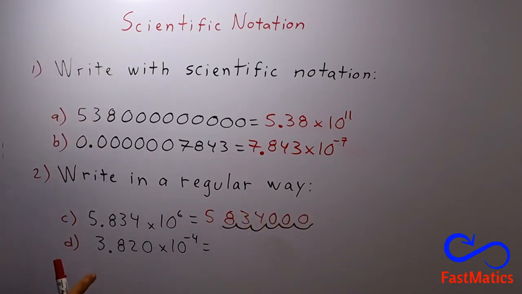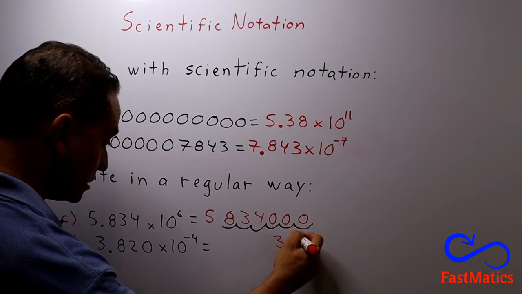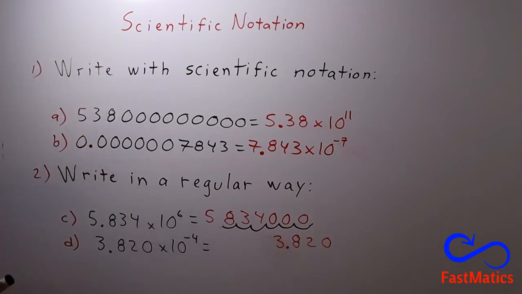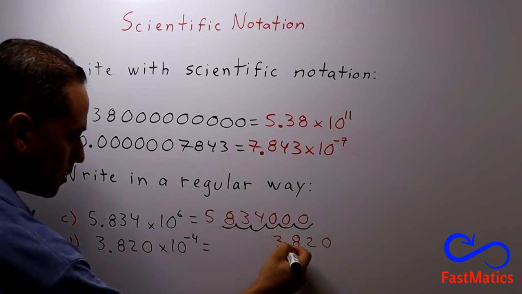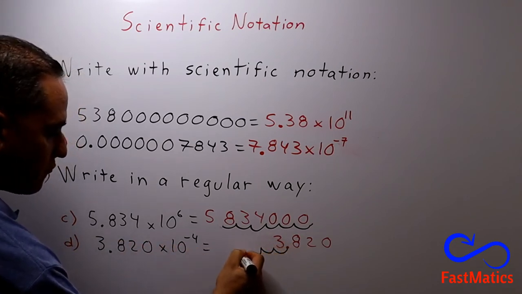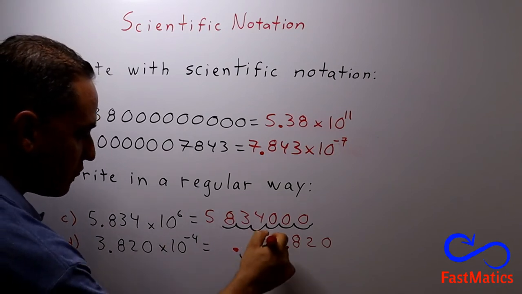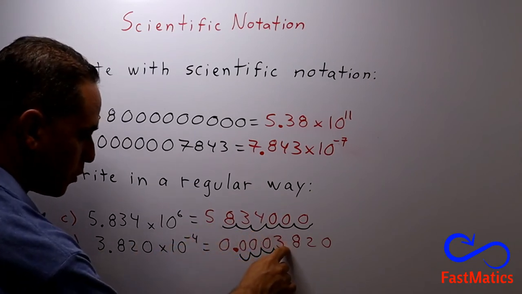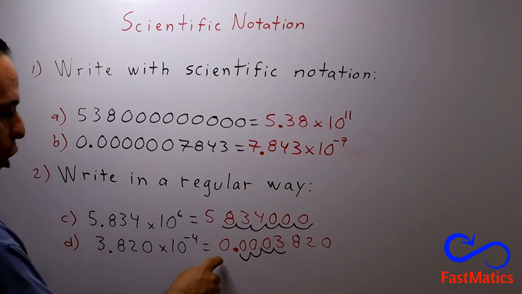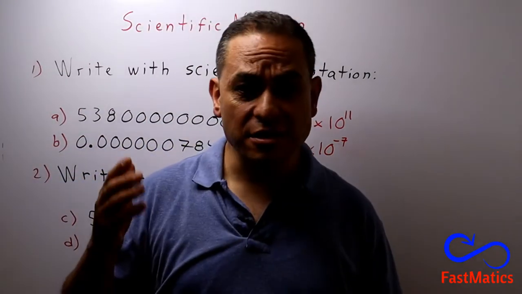Here the same. You write the number, 3.820, and because you have negative 4, you are going to move the decimal point to the left. 1, 2, 3, 4 places. You put there the decimal point and you fill it with zeros. You erase the decimal point that was there, and the answer is 0.003820.